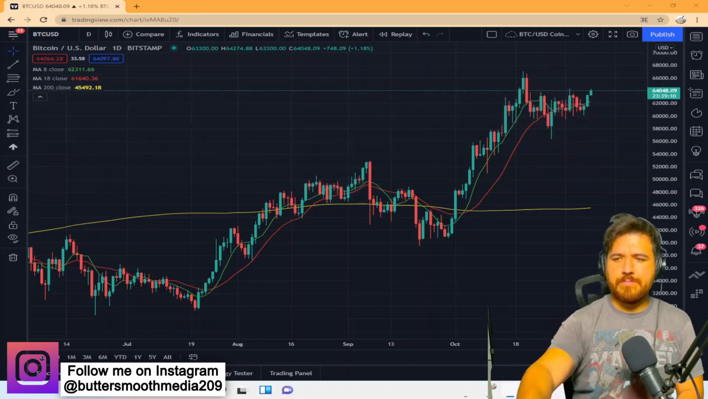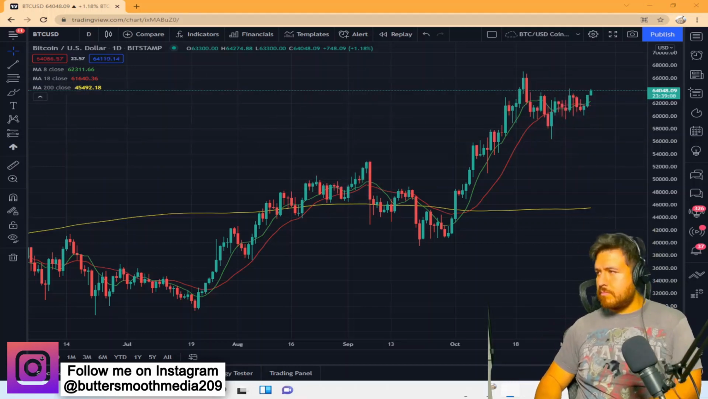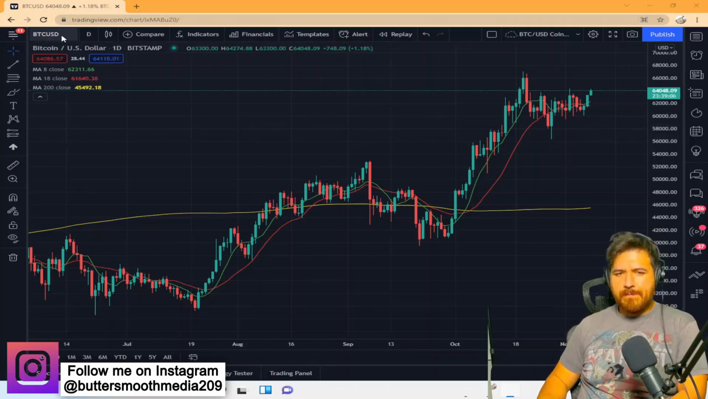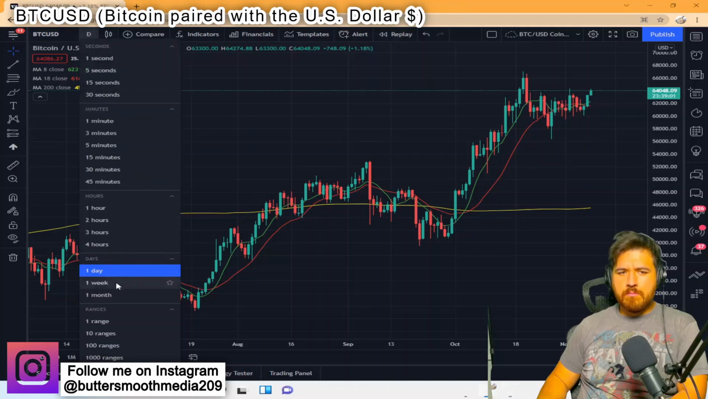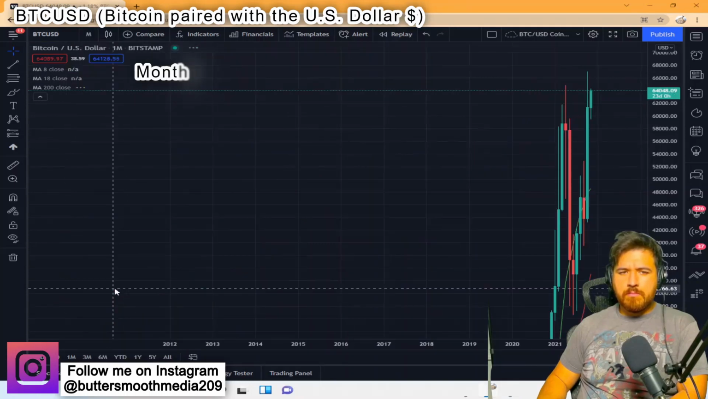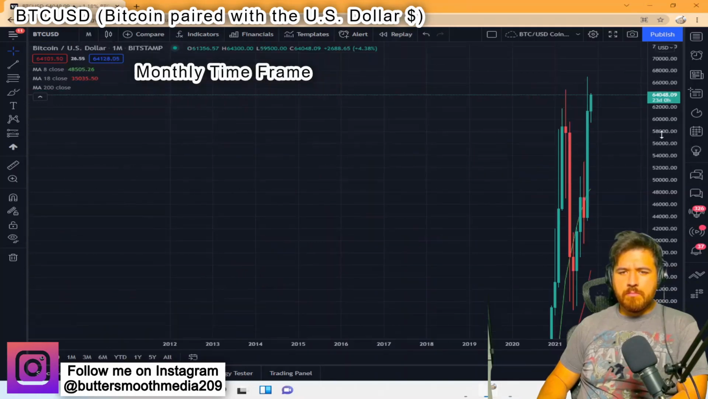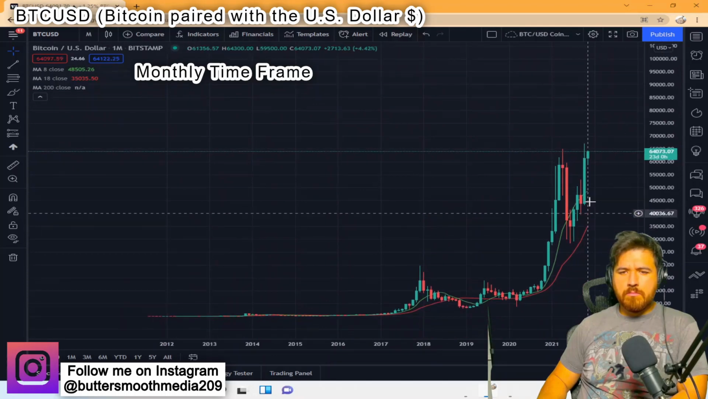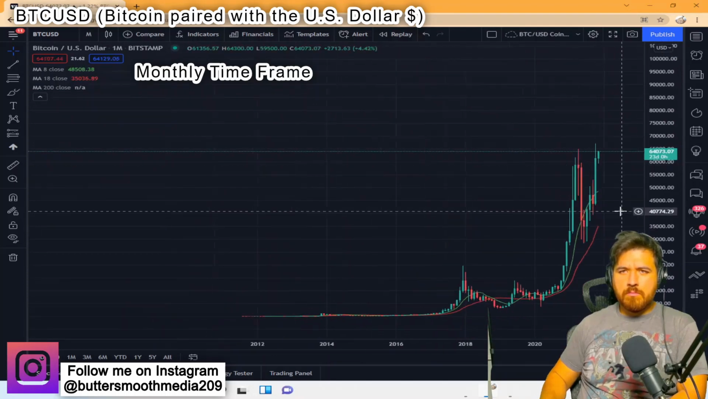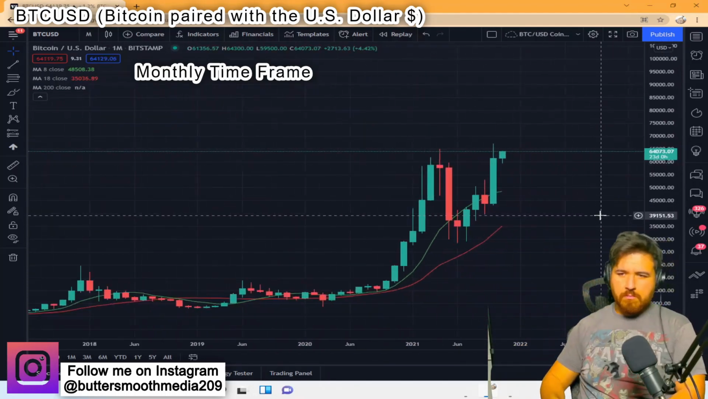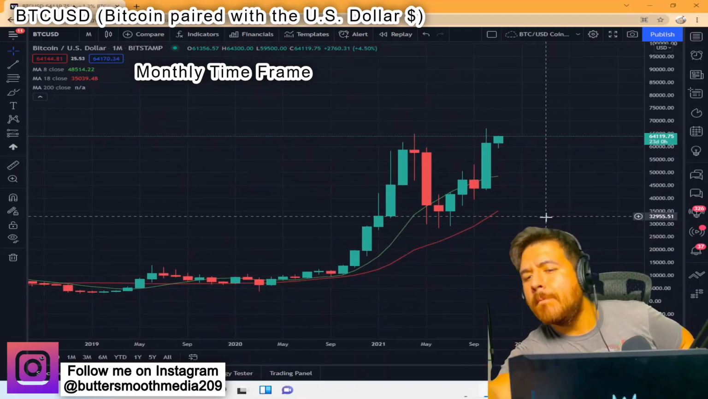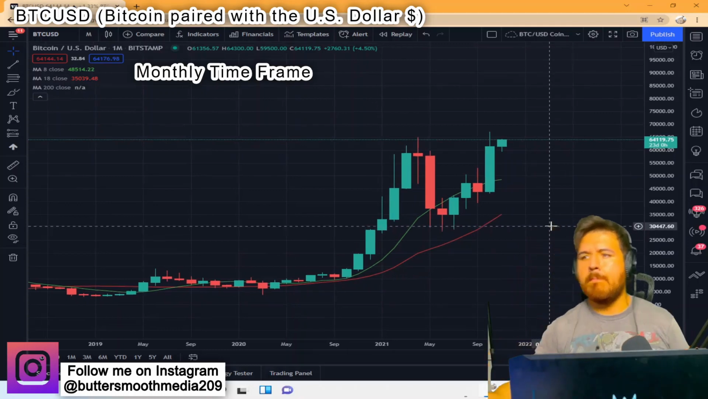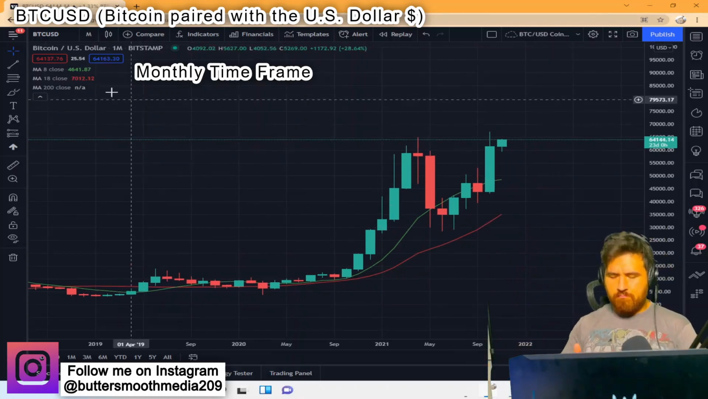Okay, so today we're on our Bitcoin paired with the US dollar. We're currently on the daily. Switch it over to the monthly time frame, and again here with the monthly time frame, each candlestick represents 1 month worth of trading. So from here, we're going to look at our monthly time frame of Bitcoin.